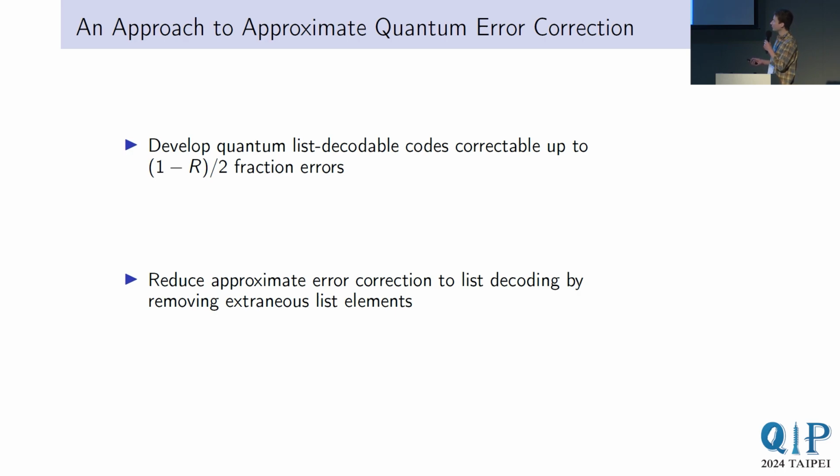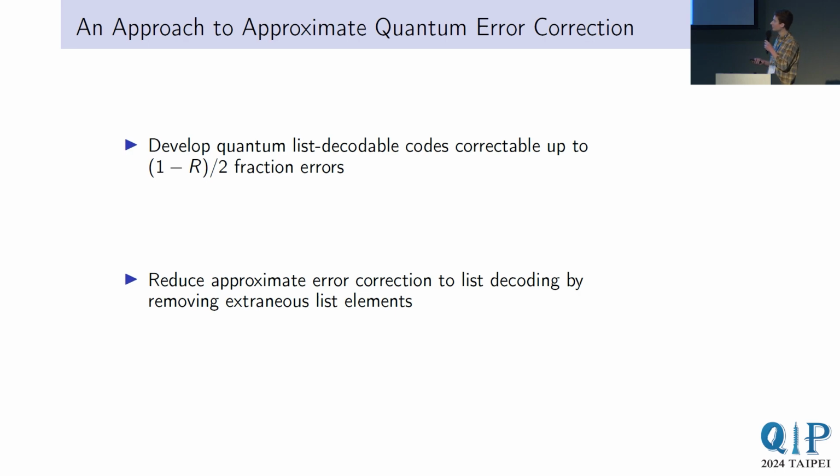Here's a high-level outline. We could first try to develop quantum list decodable codes correctable up to 1 minus r over 2 fraction errors. If we had a notion of quantum list decoding, we could hope that, like classical list decoding, it approaches or at least reaches the quantum Singleton bound, which would give this first bullet. And then we could try to reduce the problem of approximate error correction to list decoding by finding a way to filter out this list and identify the true original message.